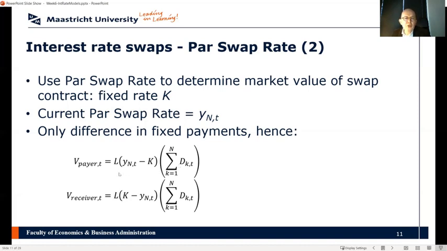So you can also compute the market value of a payer swap by saying I take Y minus K times the sum of the discount factors, and for a receiver swap I am receiving K, so then K is positive and I do K minus Y times the sum of the discount factors. And again, if K is equal to Y, then obviously this term is equal to 0, and then I recover the fact that a payer or a receiver swap both have market value 0 when the actual fixed rate K is equal to the par swap rate Y.